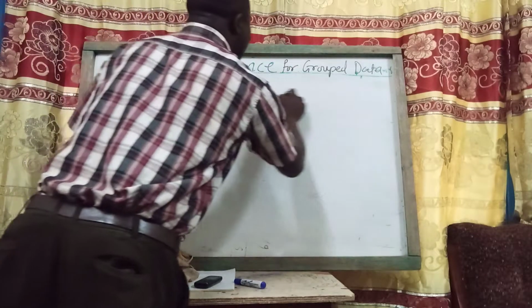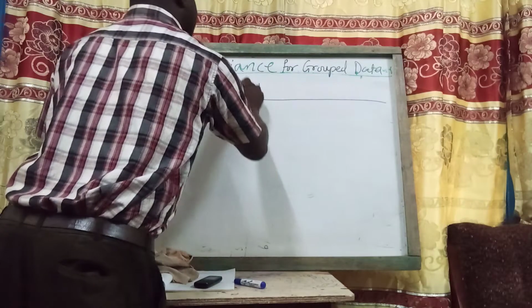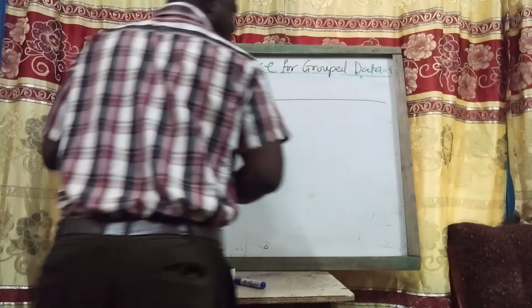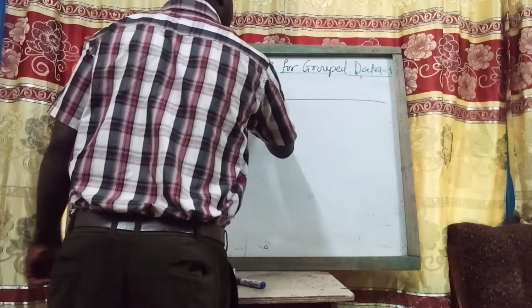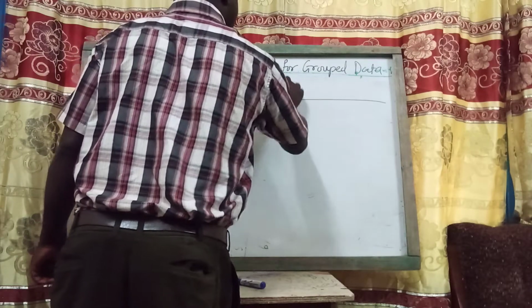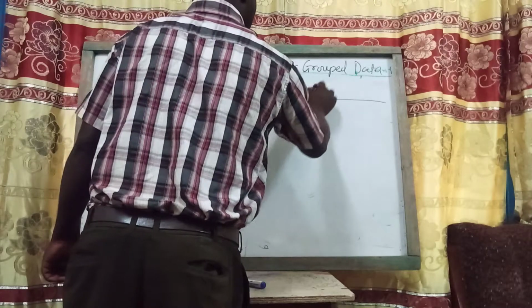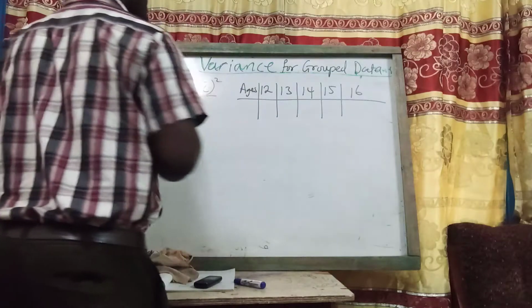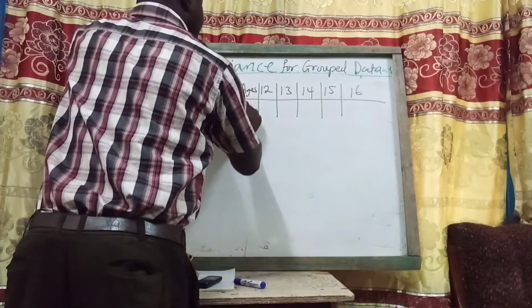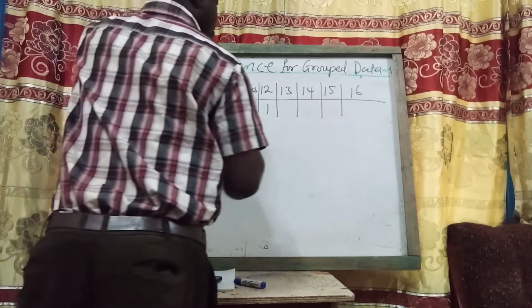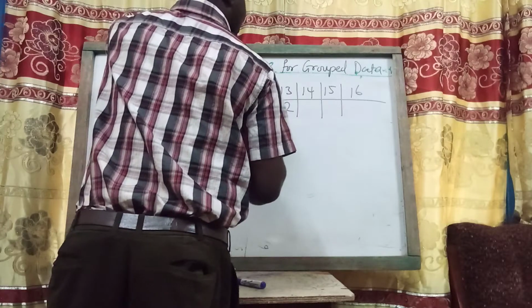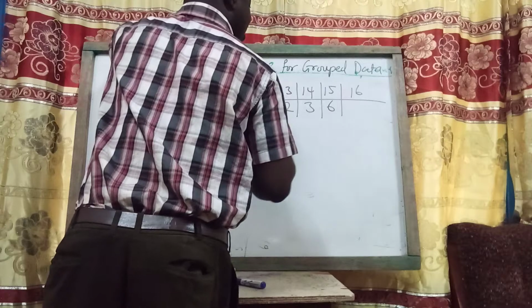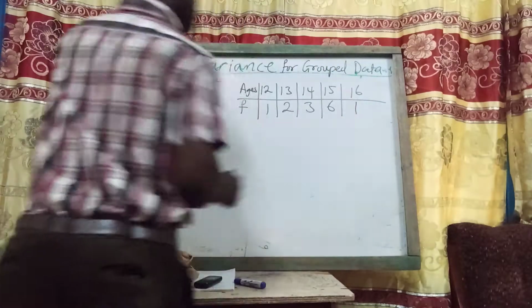Now, let's take this one. Say ages of students in the class, say JHS 3. We can get 12, 13, 14, 15, 16. Say we have frequencies 1, 2, 3, 6, 1.